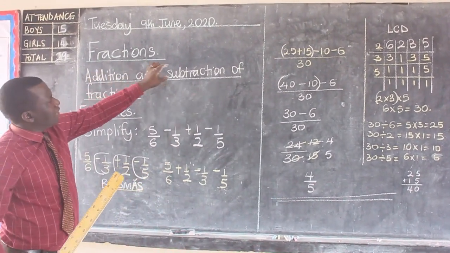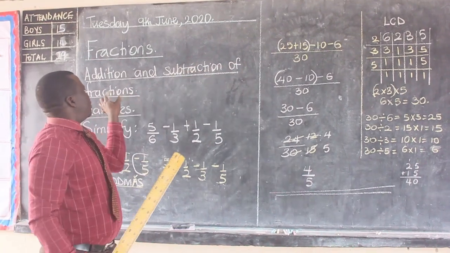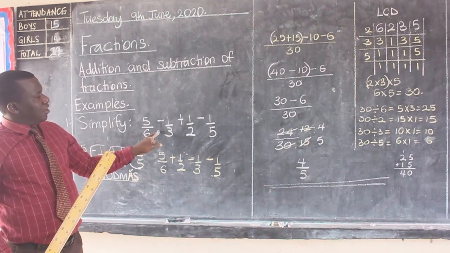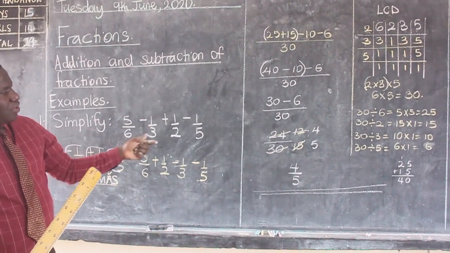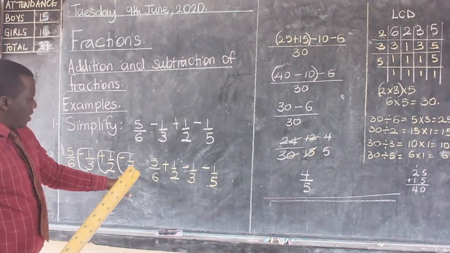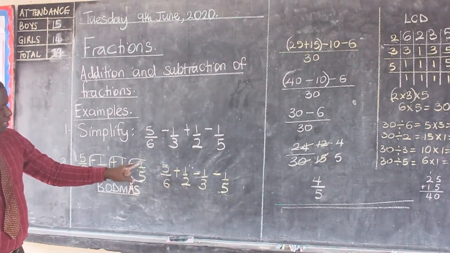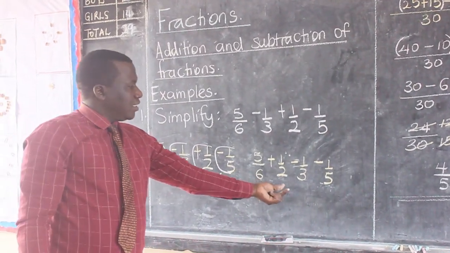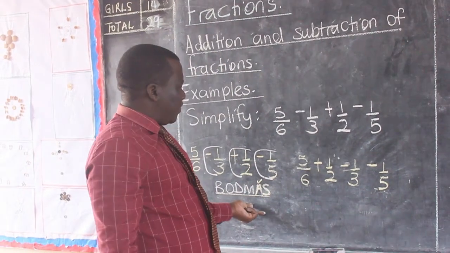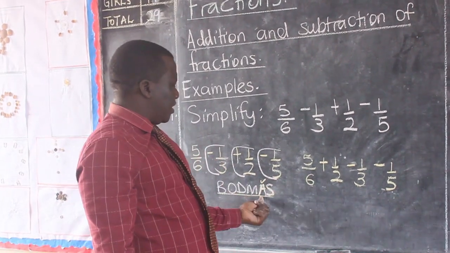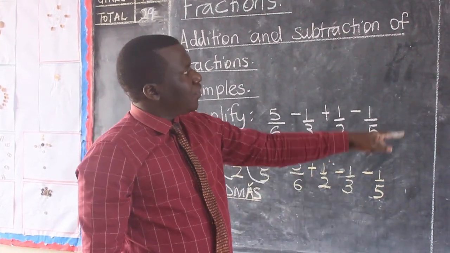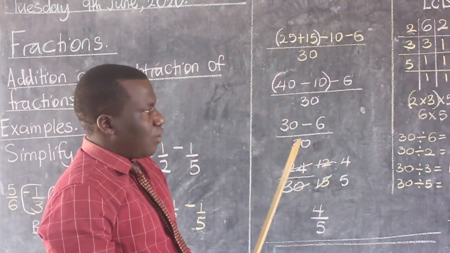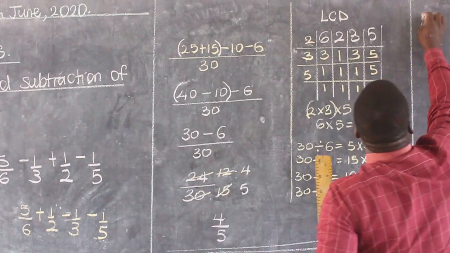So addition and subtraction of fractions. If you are given a number with more than one sign, having the addition and subtraction, identify the number with the fraction with its sign, go on, arrange it as you have identified, arrange beginning with addition first, then subtraction last. Then get the lowest common denominator and proceed with your working. Let's look at example 2.